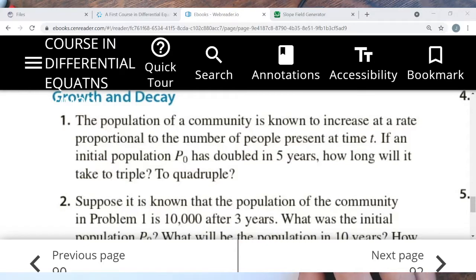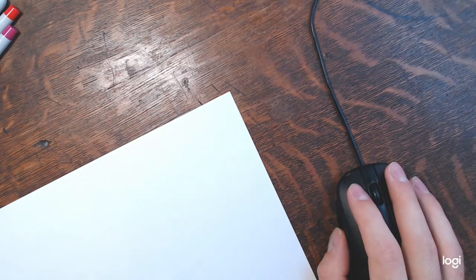So, first example I want to go over. The population of a community is known to increase at a rate proportional to the number of people present at time t. Alright, so let me just start off by making a model for this, and describe what's being described in that first sentence.